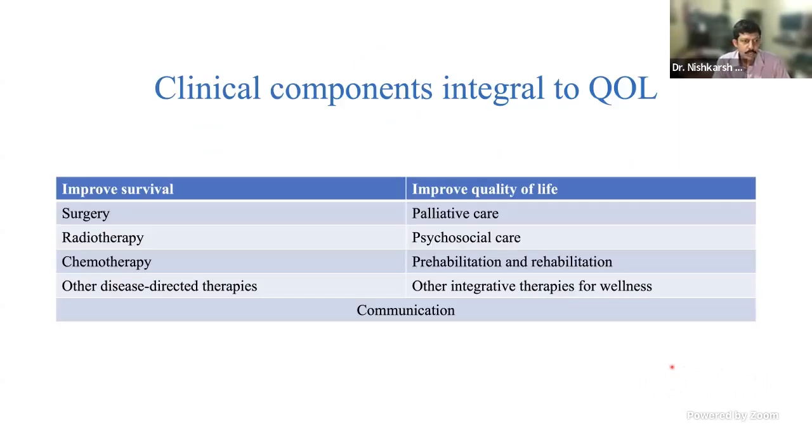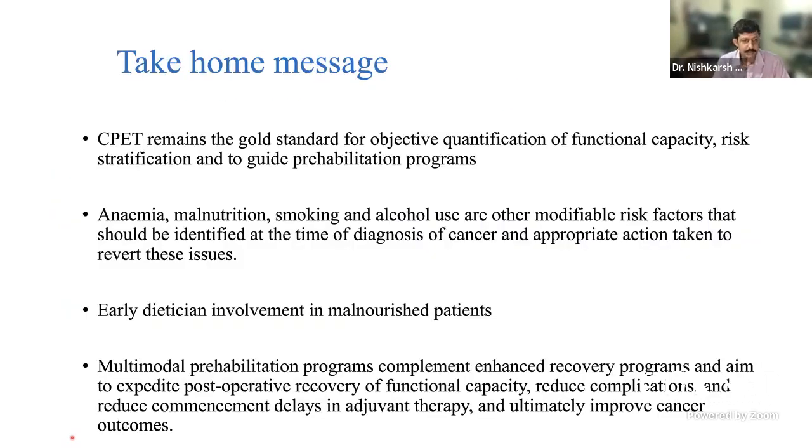Components of quality of life are also important when assessing these patients. Improved survival can be achieved by surgery, radiotherapy, and chemotherapy. But suppose the patient is not amenable to surgery, then we need to improve the quality of life. So we need psychosocial rehabilitation programs, other integrative therapies, and palliative care. This has to be kept in mind to give comprehensive care to the patient.